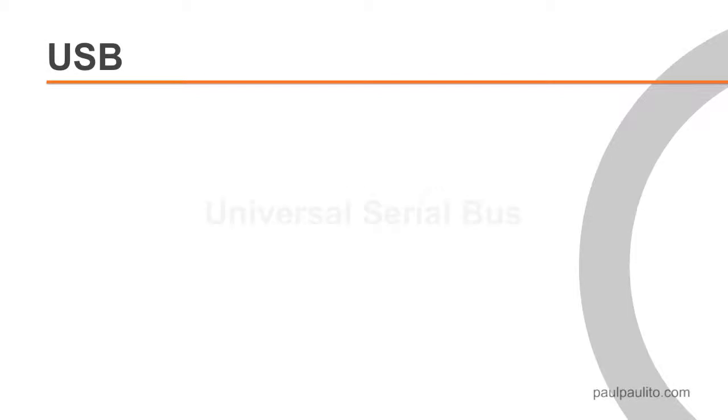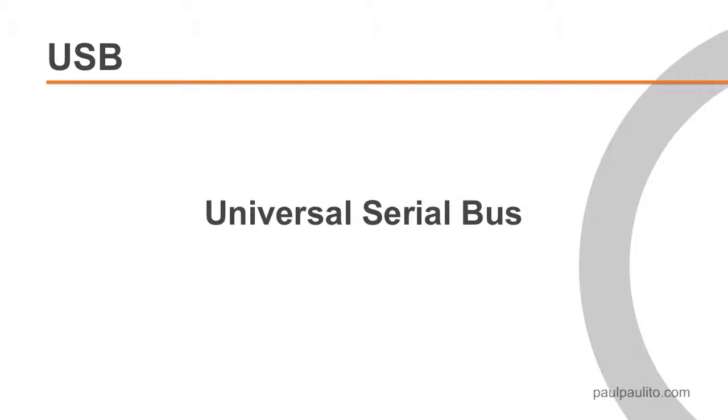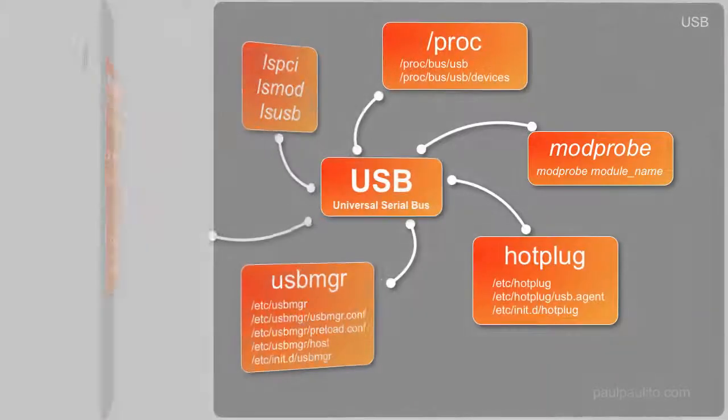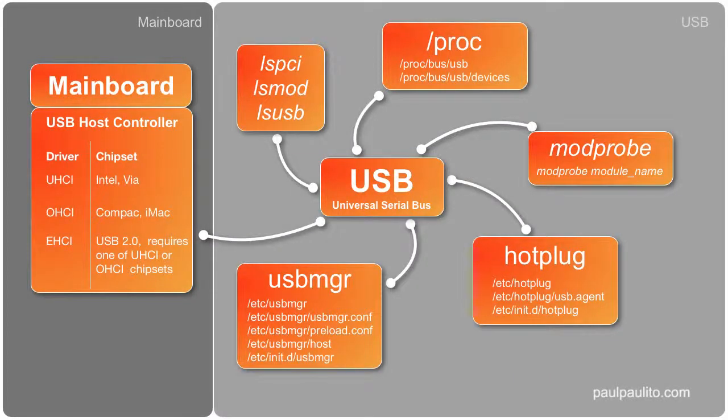USB. USB, which stands for Universal Serial Bus, is a serial bus system for connecting a computer to external devices. Meanwhile, almost all external devices, mouse, keyboard, digital camera, printer, and scanner are available as a USB version.